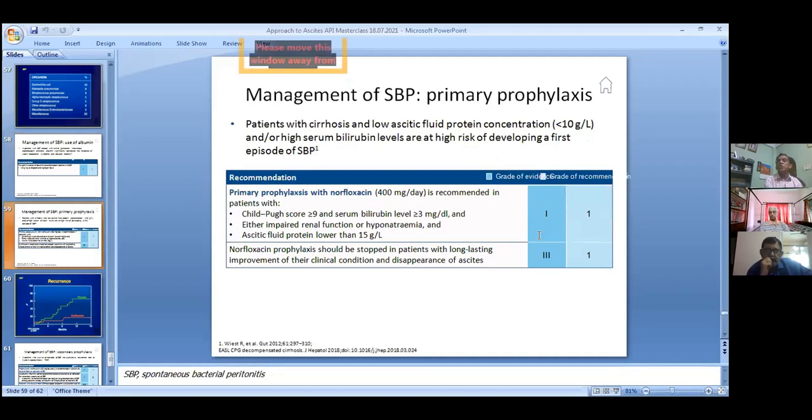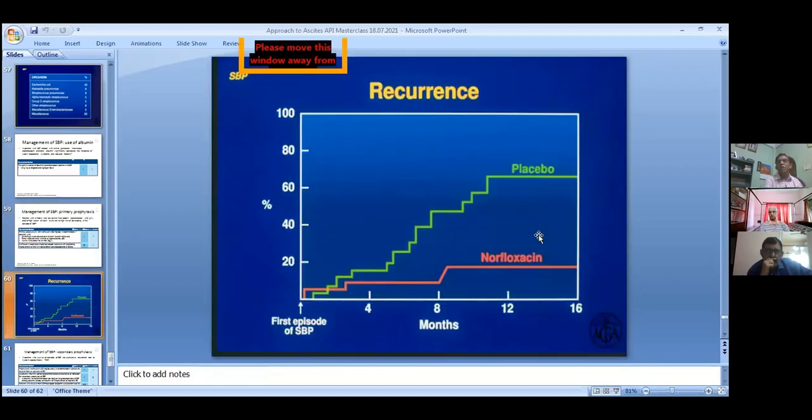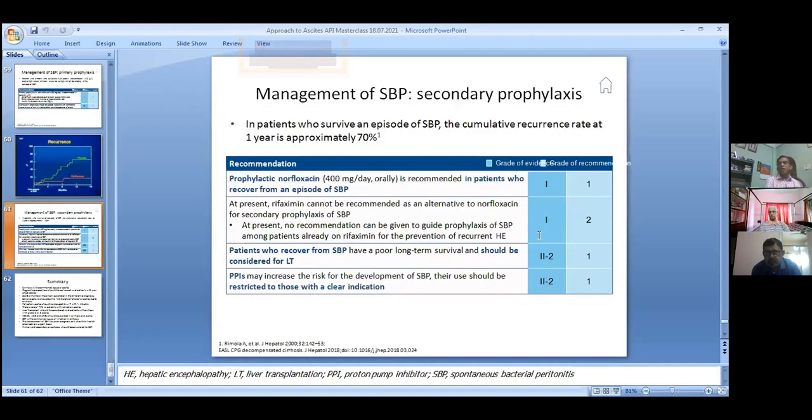A patient with cirrhosis with a low protein concentration, as I mentioned, and a high serum bilirubin, has a high risk of development of SBP. And once the patient has developed SBP, the recurrence rate of another episode within 1 year is about 40 to 60%. This is one study, but you can reduce it by giving prophylactic norfloxacin to prevent the recurrence of SBP.